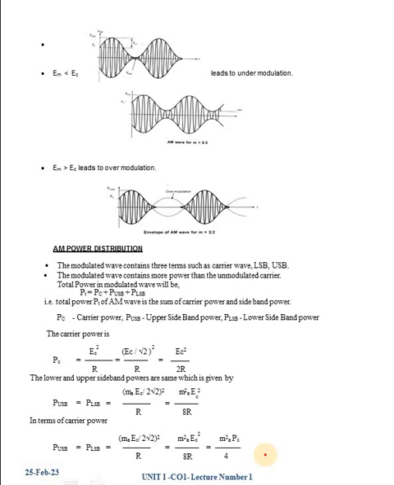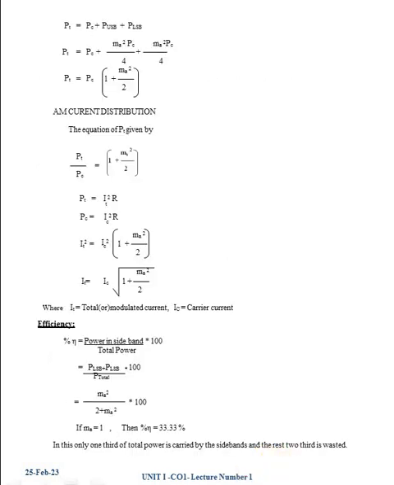PC divided by 4. So what is the total transmitted power? It is a combination of carrier and sideband powers. So substitute these values, we will get PT is equal to PC into 1 plus MA square by 2. This is the important formula for finding the transmission power of any AM modulated waveform.